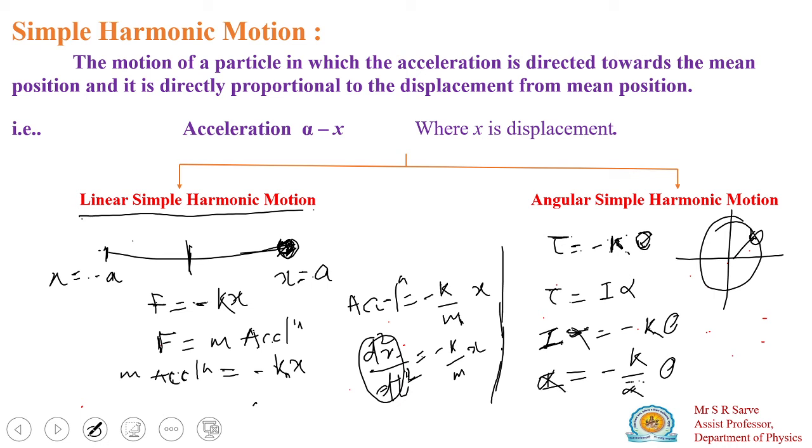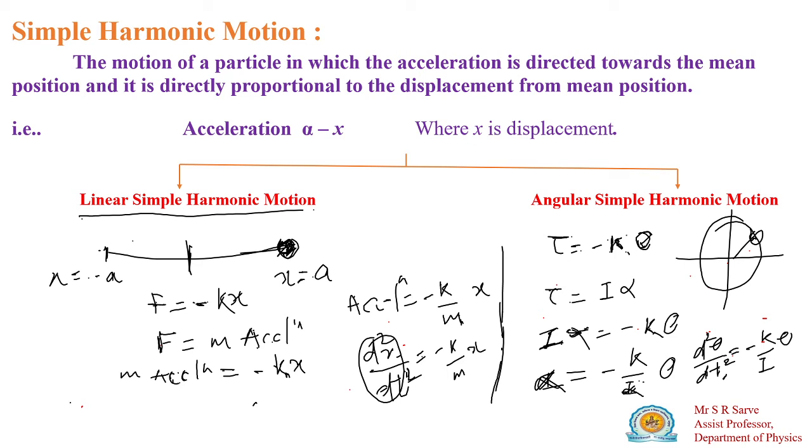Alpha is equal to k by I into theta, where alpha is your angular acceleration. So angular acceleration is given by d square theta divided by dt square. Okay, d square theta divided by dt square is equal to minus k by I into theta. So this is the equation for your angular simple harmonic motion.